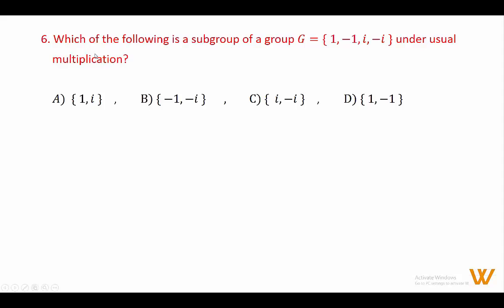Number 6. Which of the following is a subgroup of a group G containing elements 1, minus 1, i, minus i under usual multiplication? This is the group G. Then which is a subgroup of this group G? 1, i is not a subgroup. Minus 1, minus i is also not a subgroup. i, minus i is also not a subgroup. 1, minus 1 is a subgroup of group G. Answer is option D, 1, minus 1.